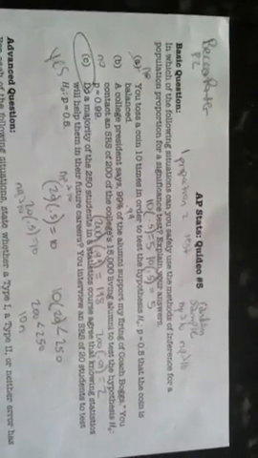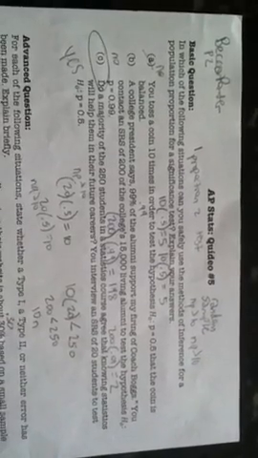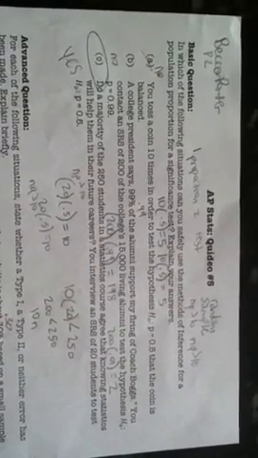Okay, this is AP Stats, Quidio number 5. Basic question. In which of the following situations can you safely use the methods of inference for a population proportion for a significance test? Explain your answers. So for A, you tossed a coin 10 times in order to test the hypothesis P equals 0.5, that the coin is balanced.